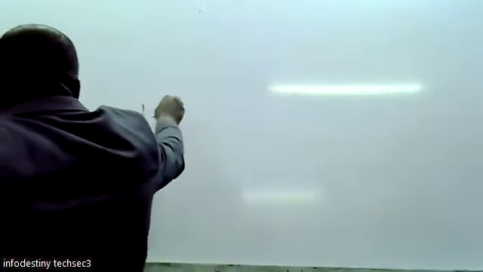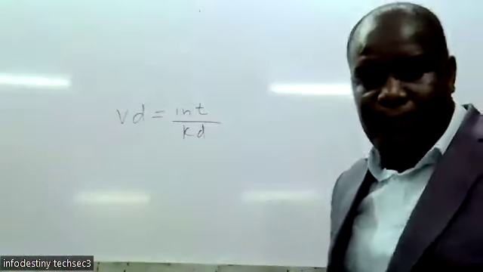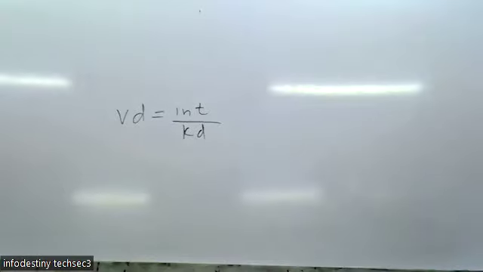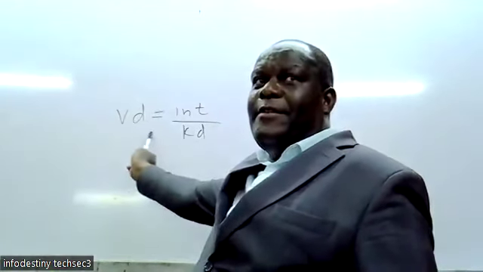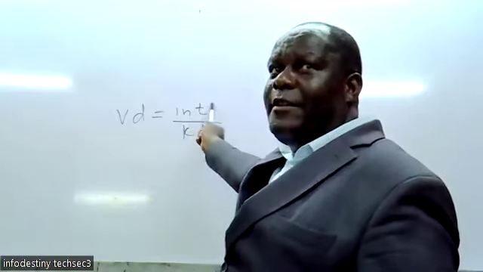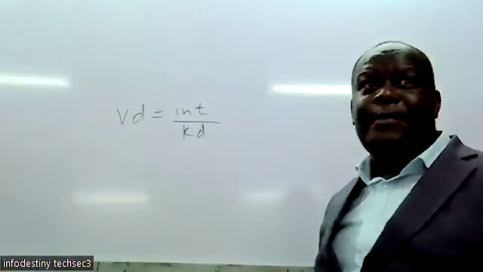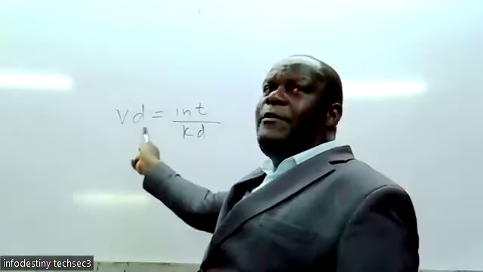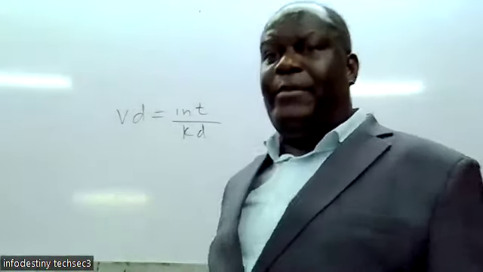It will be given by: the value of the debenture will be equal to interest divided by KD. The first part is the value of the debenture, and the other is the interest. KD is the cost of the debenture.